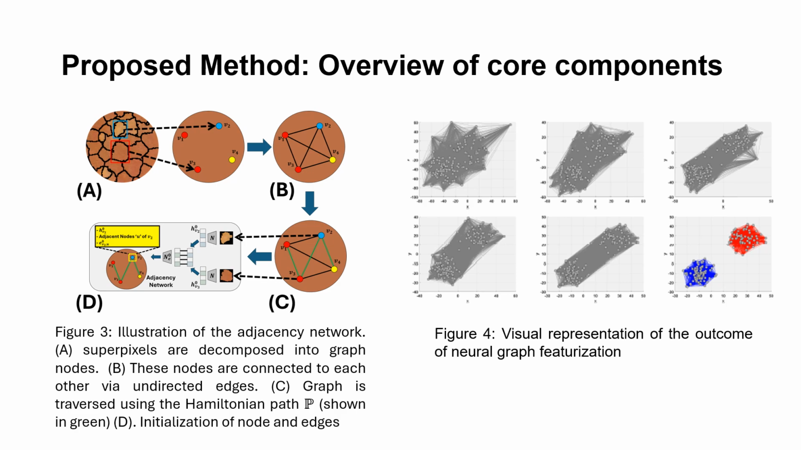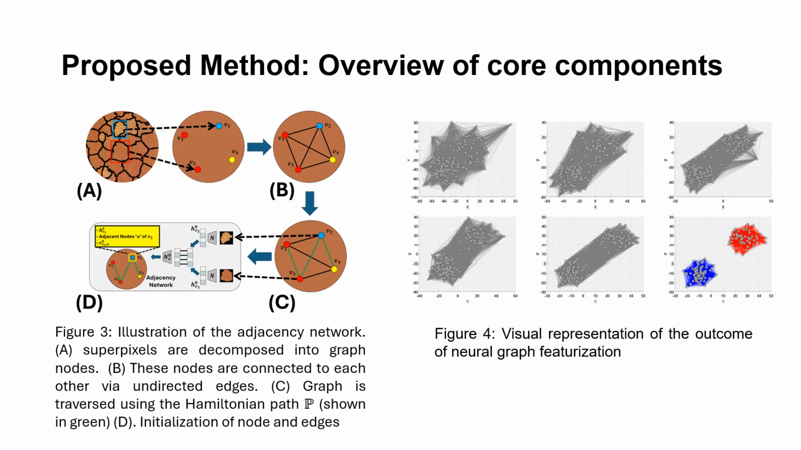Figure 3 shows the adjacency network construction. In panel A, the superpixels are decomposed into graph nodes, for example V1, V2, V3, and V4. In panel B, these nodes are connected by undirected edges to form a complete graph. In panel C, we derive a Hamiltonian path to traverse the graph. It starts from V1 and visits each node only once. Finally, panel D shows that nodes are initialized with feature vectors generated by assigning the superpixels to pre-trained encoders.